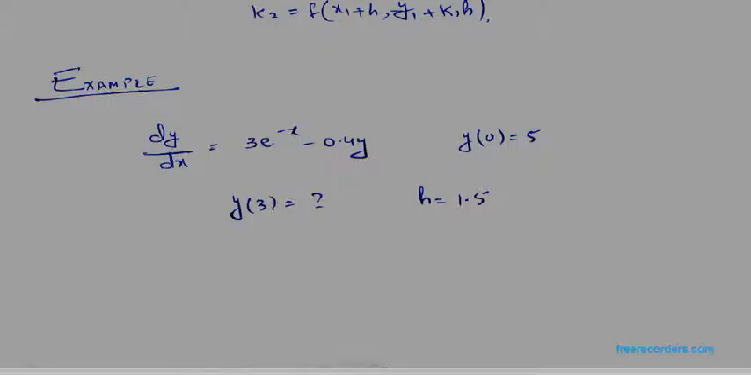It means it takes two steps to find the value at 3. Our initial condition is at 0. We take one step to find the value at 1.5, and with the second step, we are able to find the value at 3.